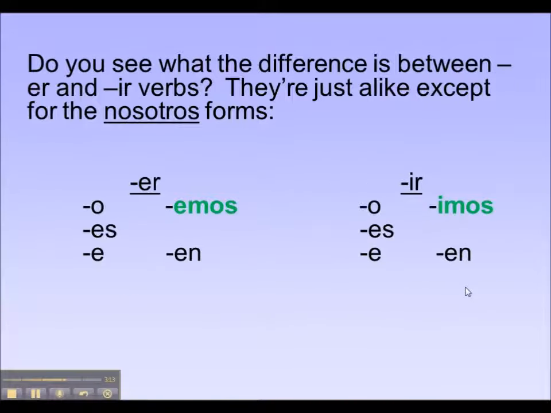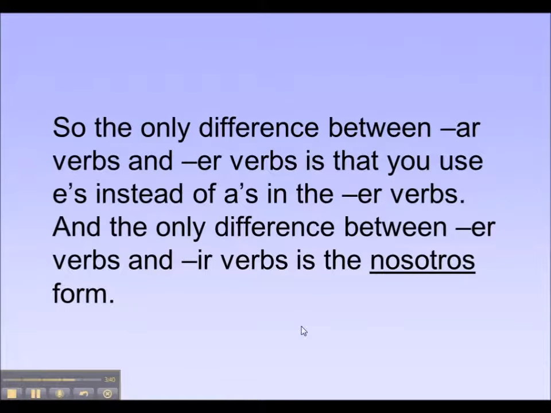Hope you notice that the only difference between ER verb and IR verb endings is just that nosotros form. Everything else is exactly the same: o, es, e, en. But for the nosotros form, ER verbs end in emos, and IR verbs end in imos. Again, we have emos versus imos. Remember to pronounce those correctly. So to summarize, the only difference between AR verbs and ER verbs is that you use E's instead of A's for ER verbs. And the only difference between ER verbs and IR verbs is in the nosotros form.